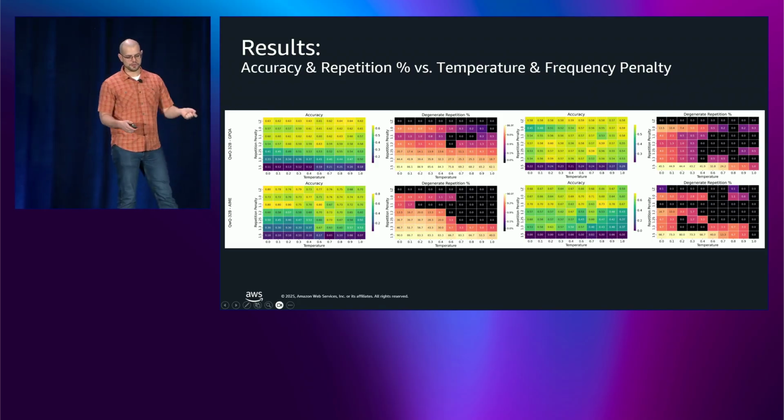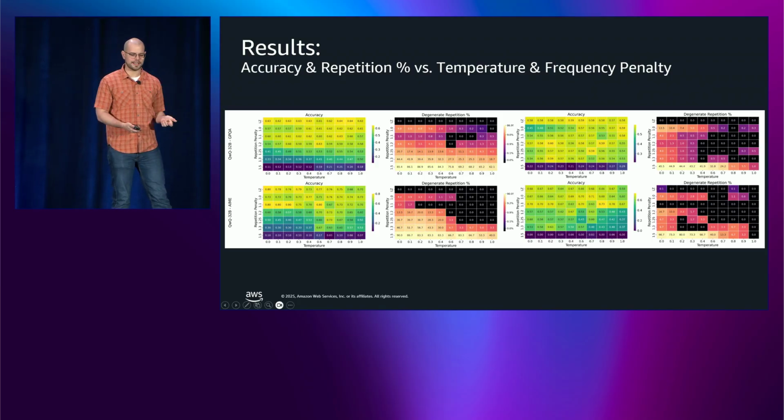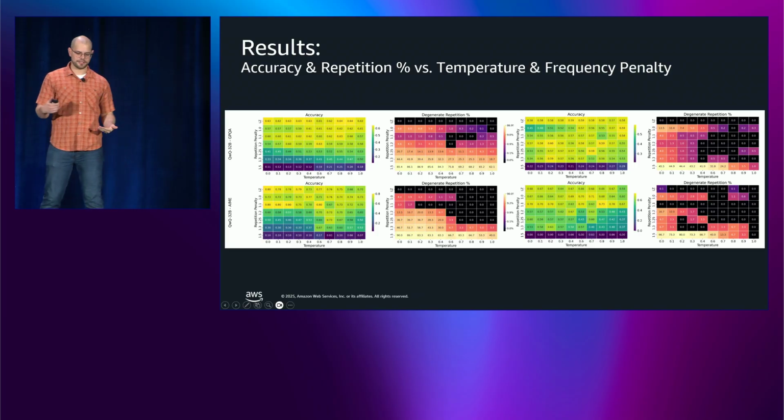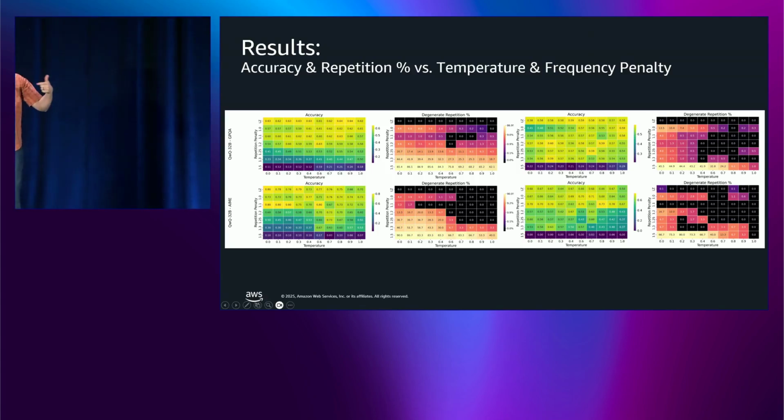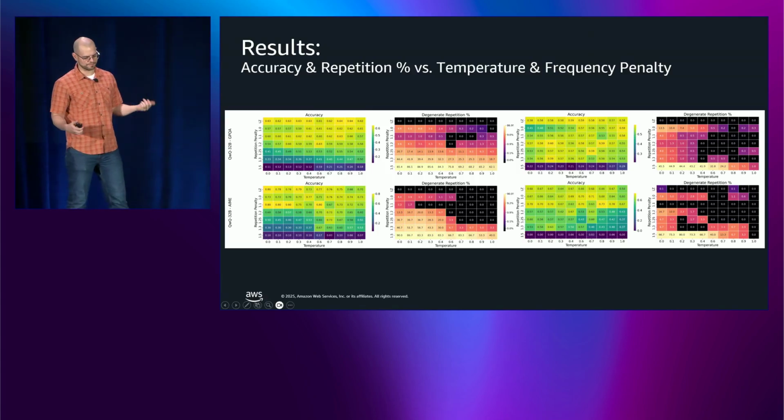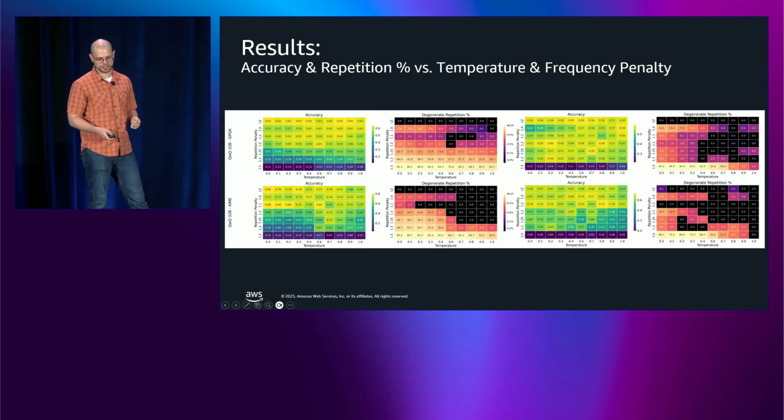But the other ones you do need to tune, and you can see that on the repetition penalty heat maps, you very often at low temperatures, and occasionally even at higher temperatures, do run into these catastrophic failures with degenerate repetitions.